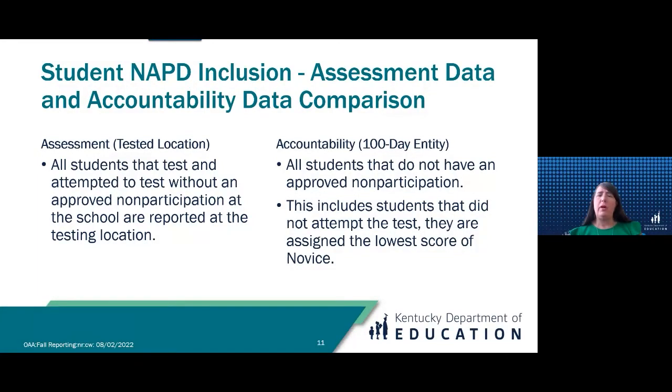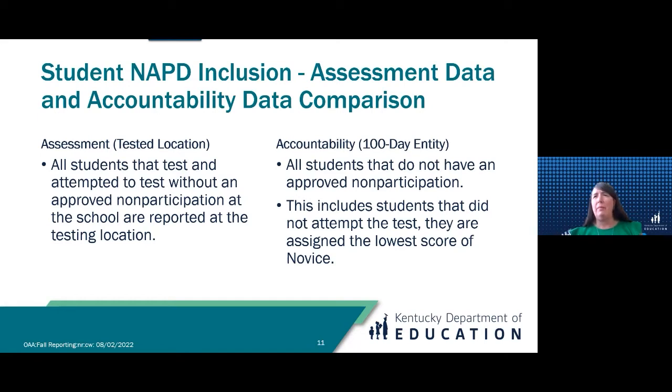But I just want to go over the comparisons of what this is going to be. For assessment data, that always has to be where the students were tested, the tested locations, and those are all your students that tested or attempted to test without an approved non-participation at the school, reported at that testing location.